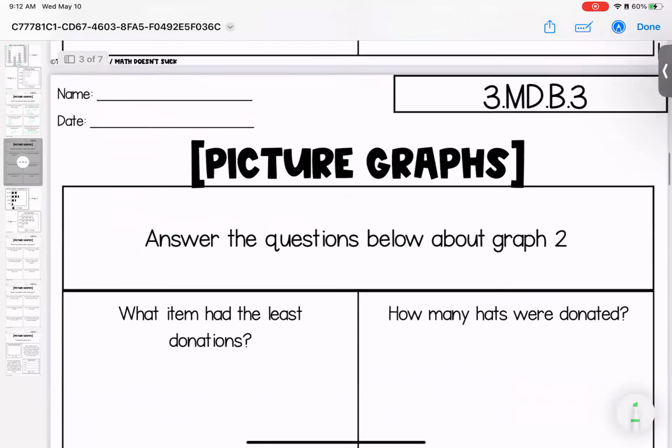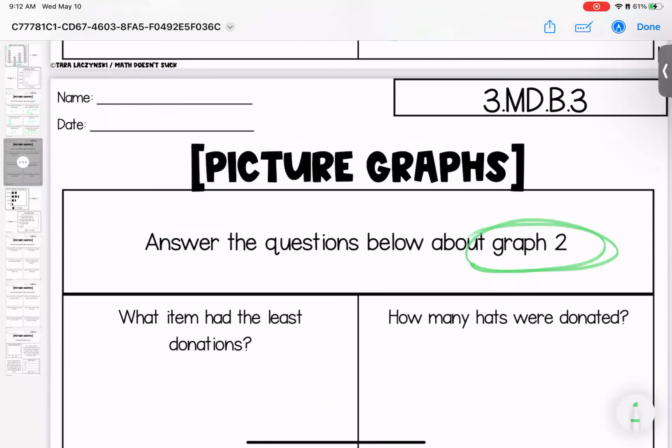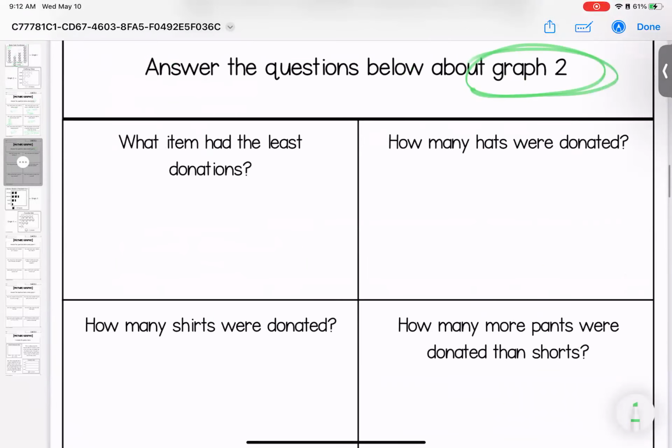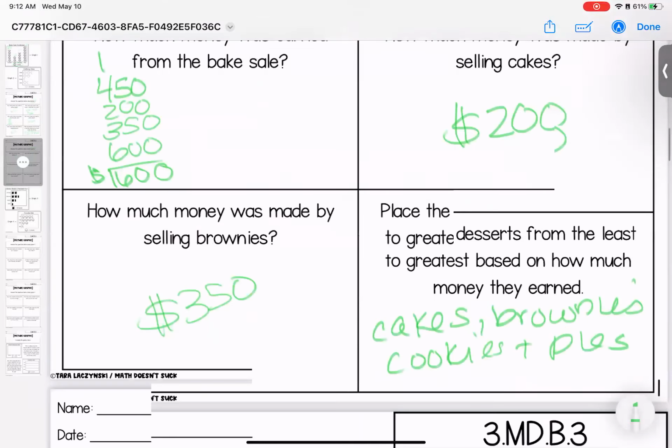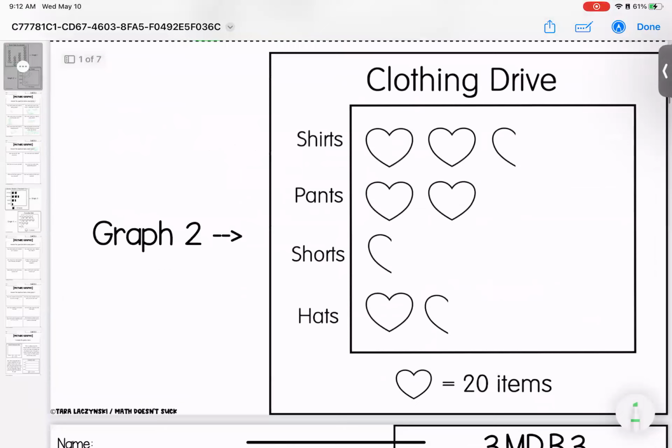Looking at our second picture graph, we're looking at graph number 2, and we're answering questions on some donations. So the first two questions, it says, what item had the least donation and how many hats were donated? So let's go ahead up here and look. Each of these hearts is 20. So 20, 40, and half of 20 is another 10. So 20, 40, 50. This is 40. This is 10. And this is 30.